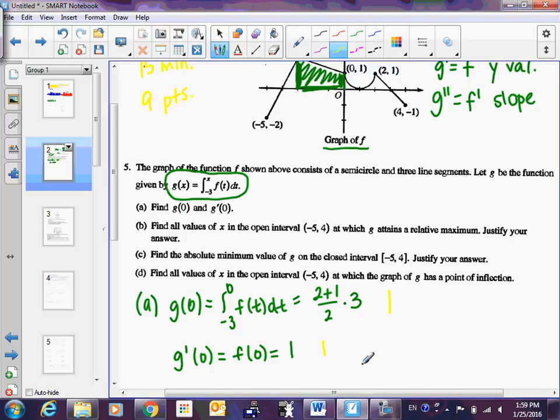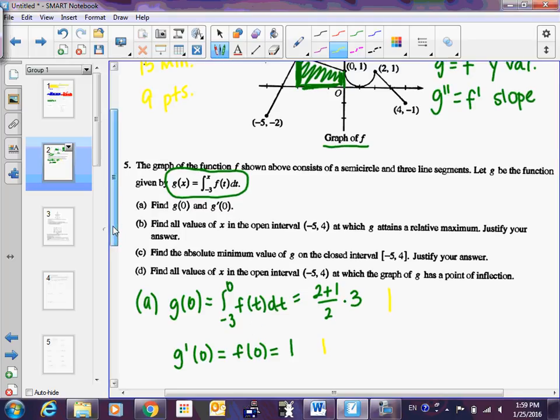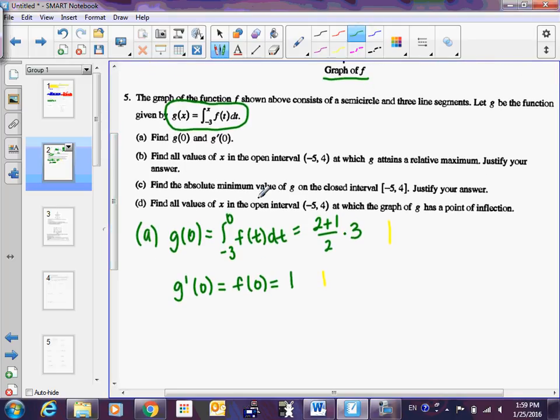There's not a lot of work to be shown here. You just get a point if it's right, or not if it's wrong. You didn't have to write f of 0. I just wrote it so that we could follow the train of thought here. Okay, so let's look at part B. Part B says find all the values of x. So we should have x equals some number, or some set of numbers, or an interval of numbers, or something. Find all values of x for which g attains a relative max.